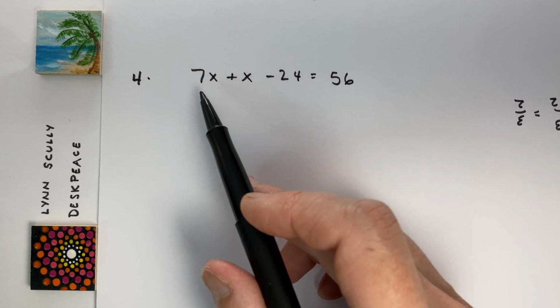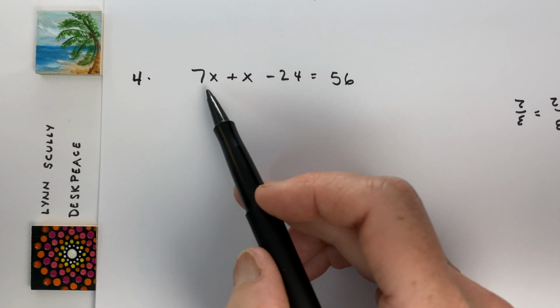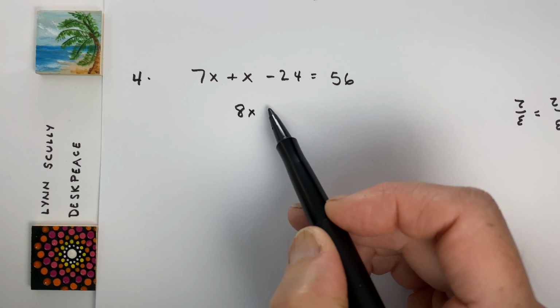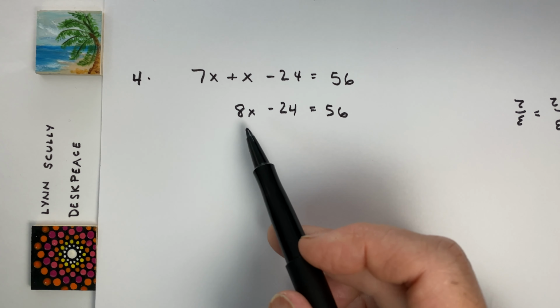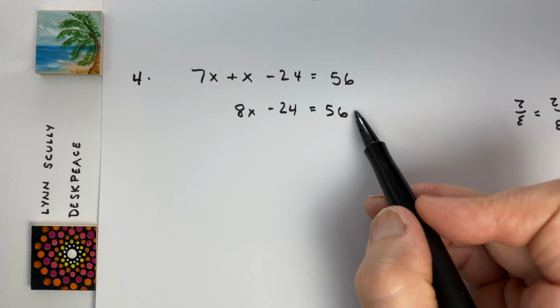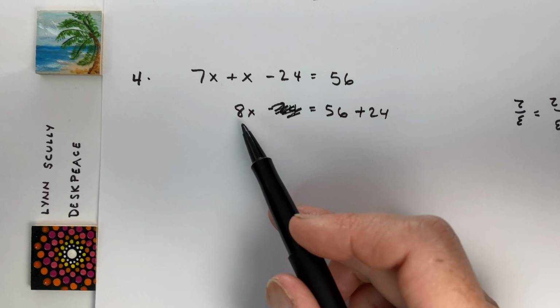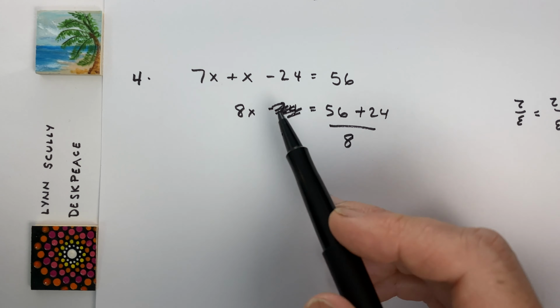Number 4, 7x plus x minus 24 equals 56. Let's combine these x's. I have 7 plus 1 is 8 x's minus 24 equals 56. Let's get this x alone. 24 is attached by subtraction. Move it by addition to the other side of the equal sign. And then 8 is attached by multiplication to the x. So I divide it.